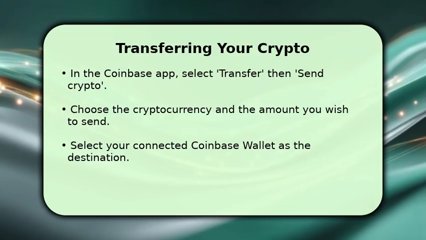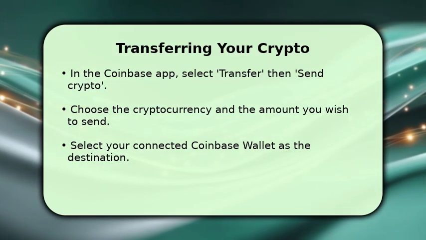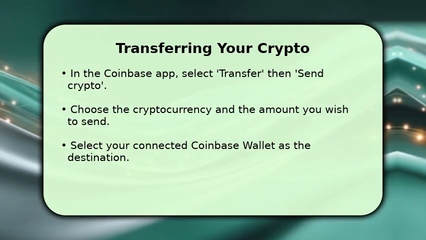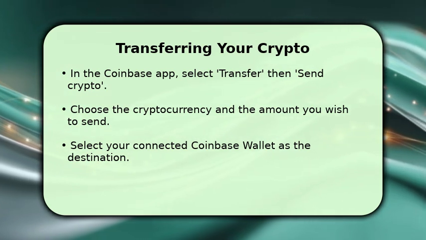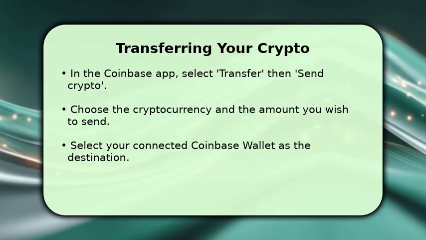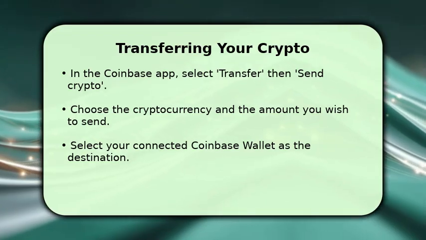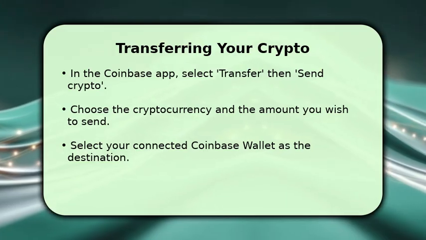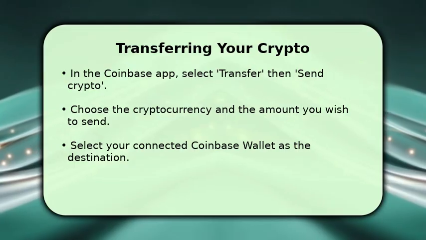Once connected, transferring crypto is straightforward. Open your main Coinbase app and select Transfer, then choose Send Crypto. Pick the specific cryptocurrency you want to move, like Bitcoin or Ethereum, and enter the desired amount. Your connected Coinbase wallet should appear as a destination option. Carefully review all transaction details, including any network fees, before confirming the transfer. It usually takes a few minutes for the assets to appear in your wallet.